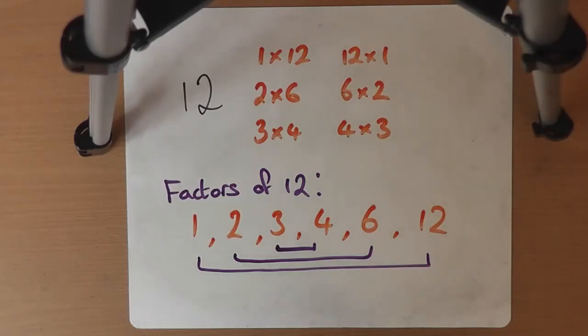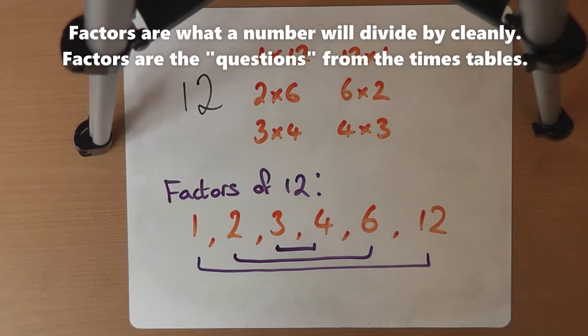And all a factor is, well, there's a couple of different ways you can think about it. You could think about a factor being something that a number will divide by. So the factors of 12 are the things that 12 will divide by. Or you could think of it as being the questions, the times tables that you can do to make the number. So the factors of 12, which numbers can you times together to make 12?